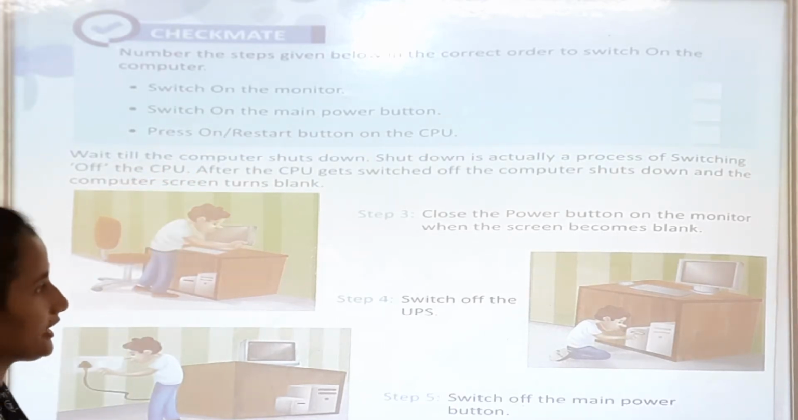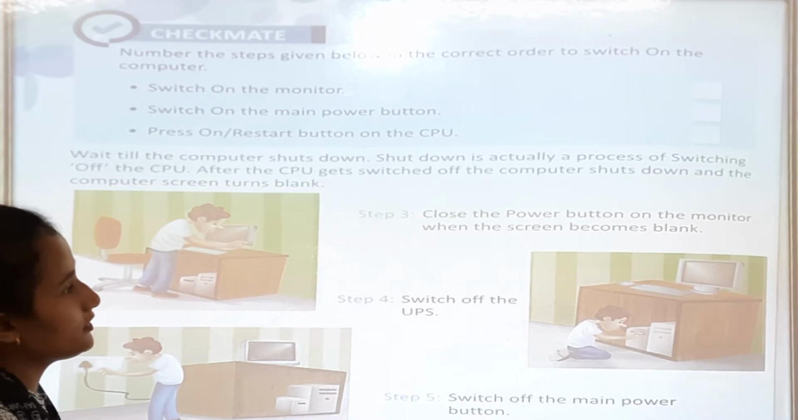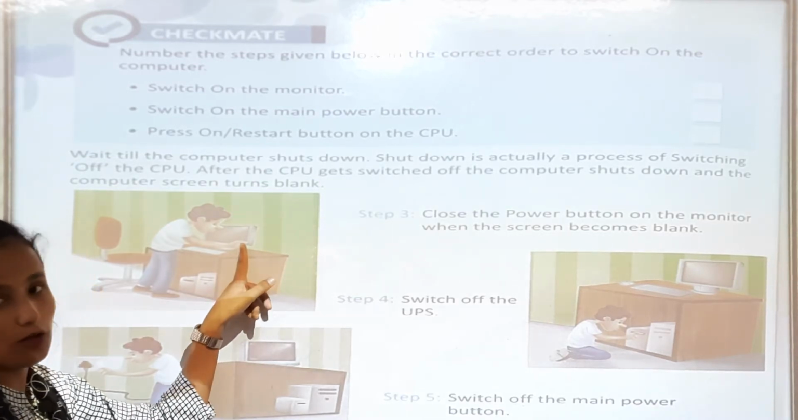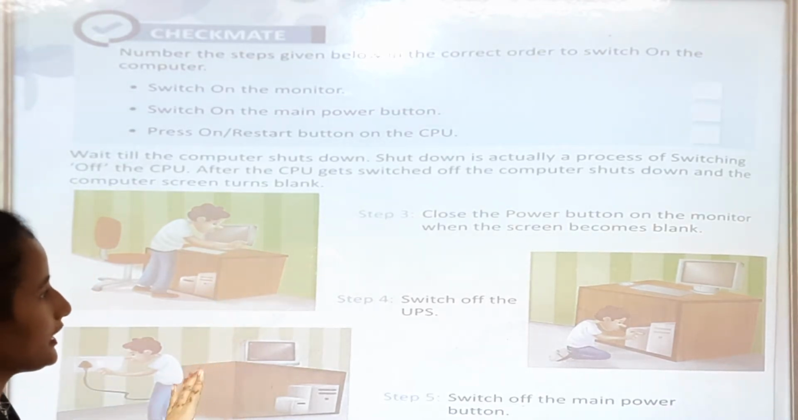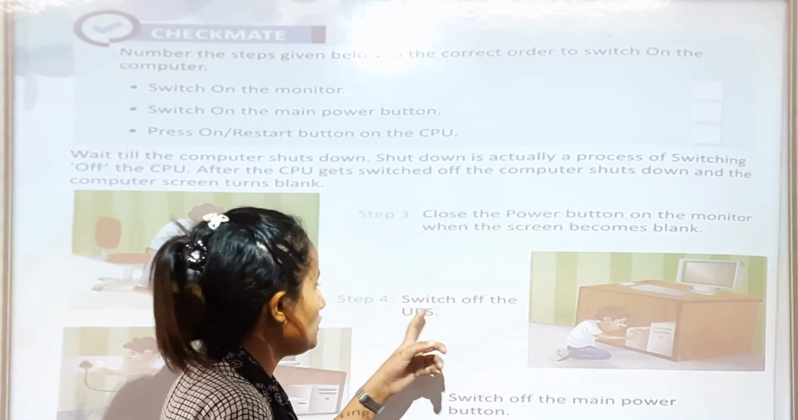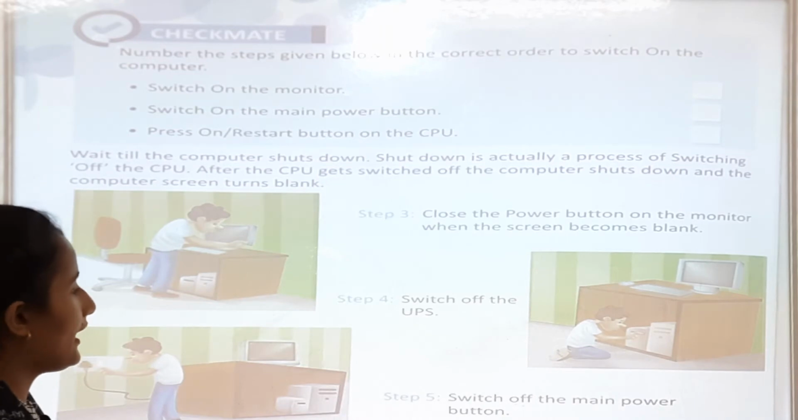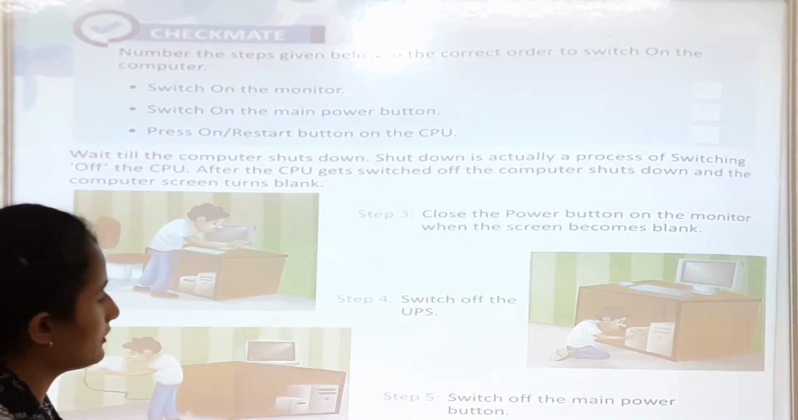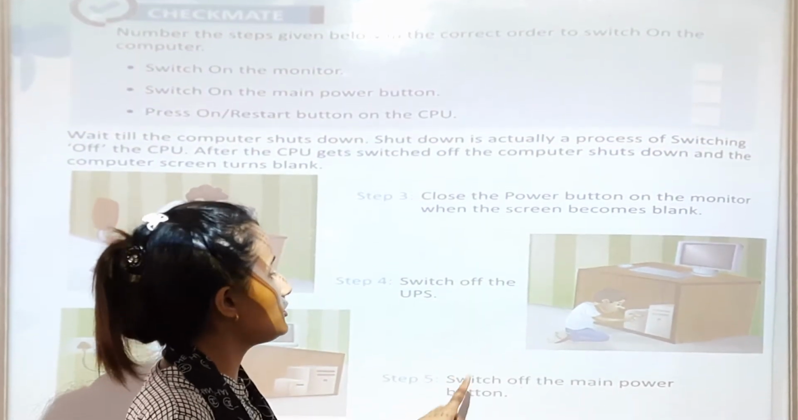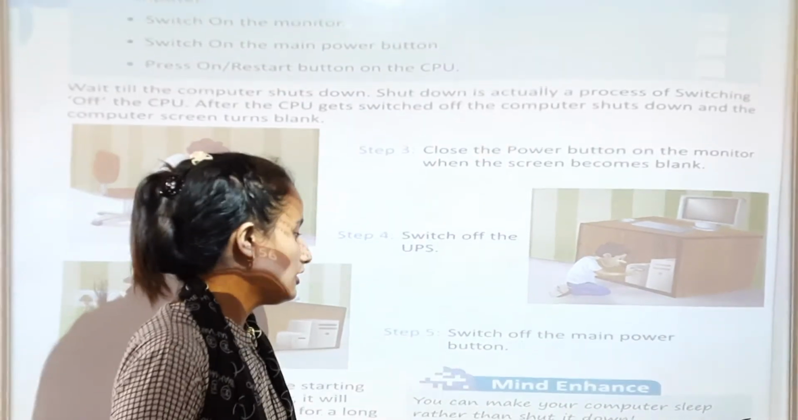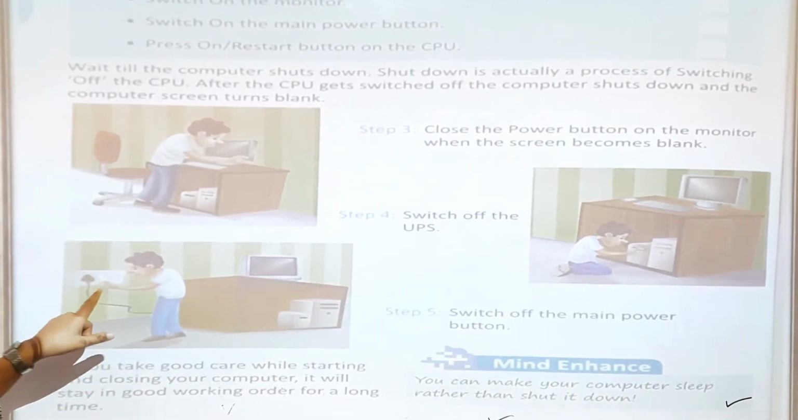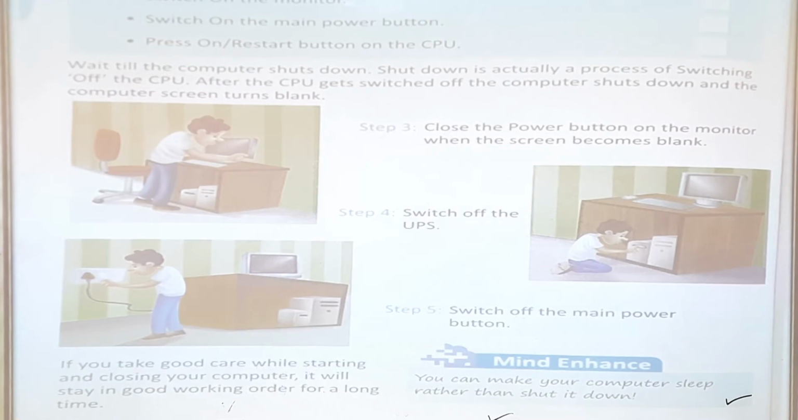Okay. Now, step 3, close the power button of the monitor. You have to close the power button of the monitor. Fourth step, switch off the UPS button. You have to switch off the UPS button also. And fifth, final step, you can see, switch off the main power button. So, in the final step, you have to switch off the main power button.